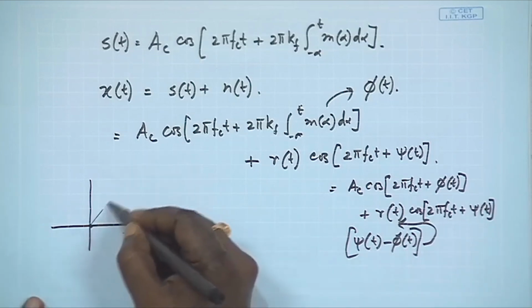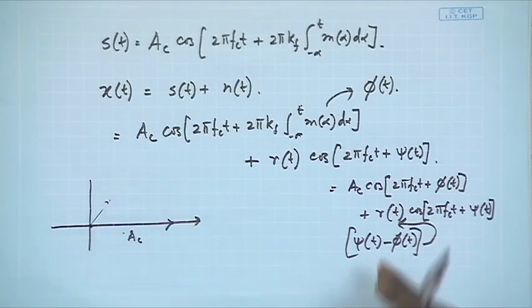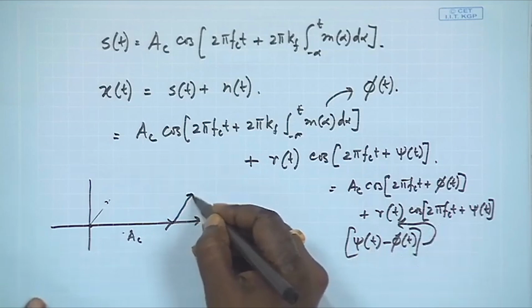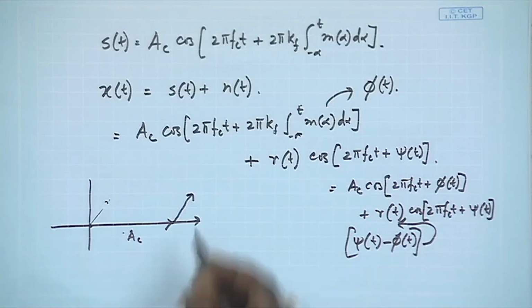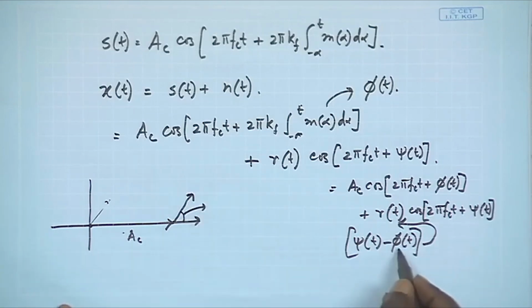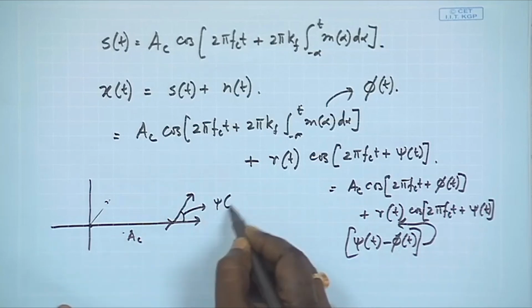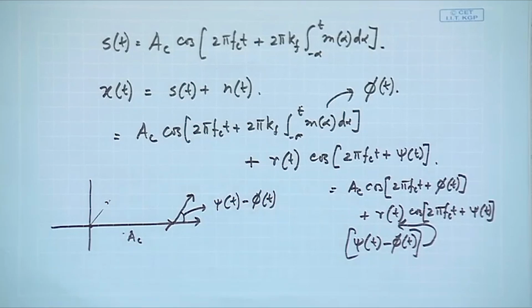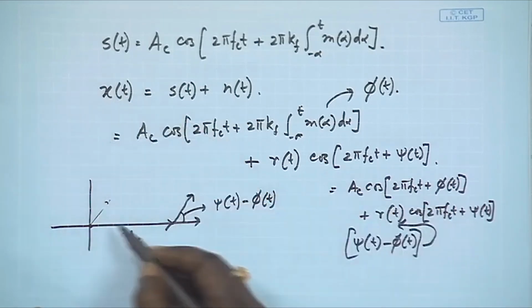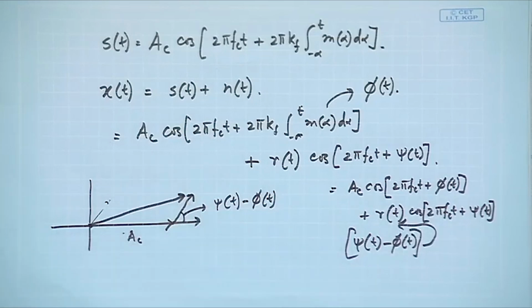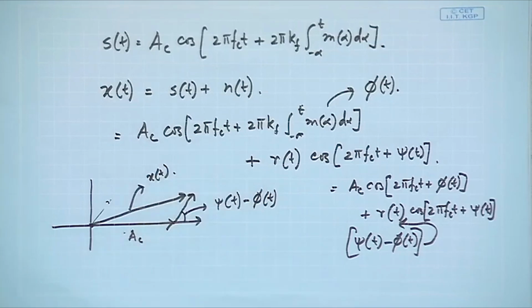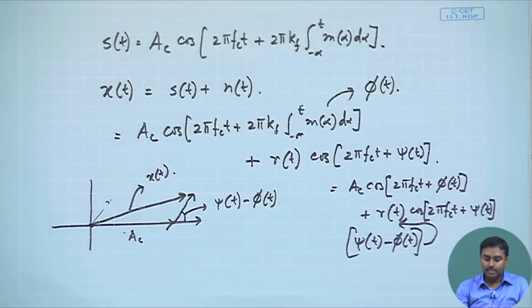Now, that should look like something like this, because we are adding these two. So, in vectorial form we can write from here that same phasor. This angle should be this angle, so therefore, this must be psi t minus phi t. Overall, this x t must be the resultant phasor. So, that must be my x t. This is just a phasor representation of that whole thing.